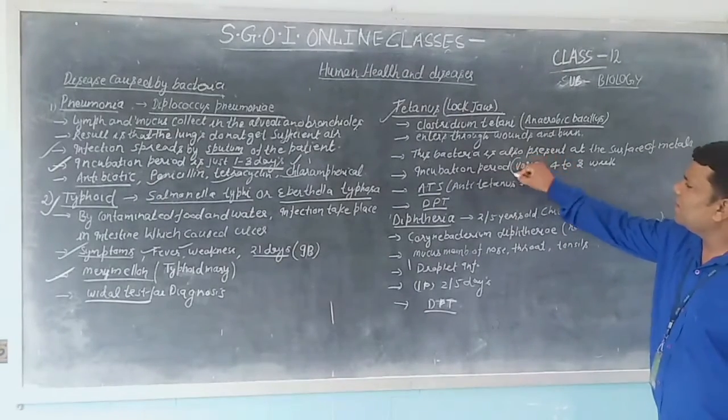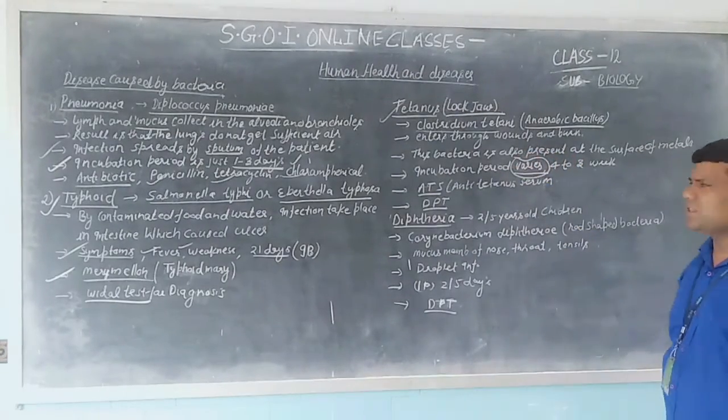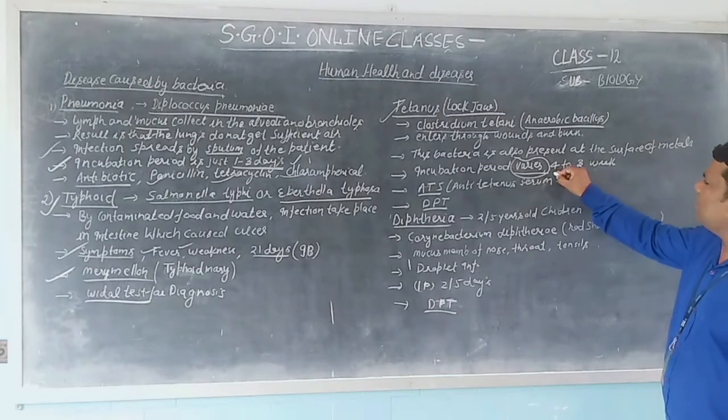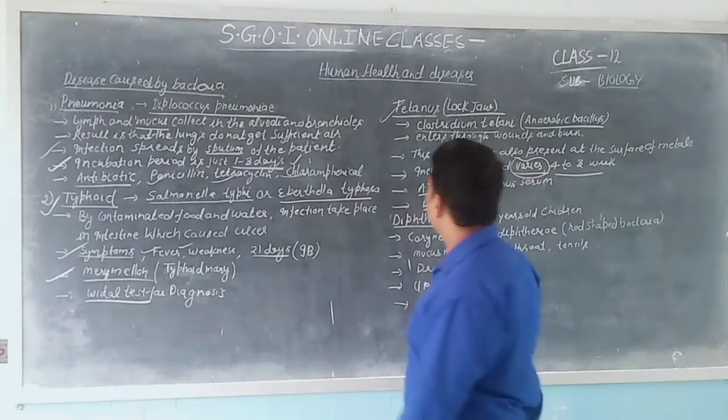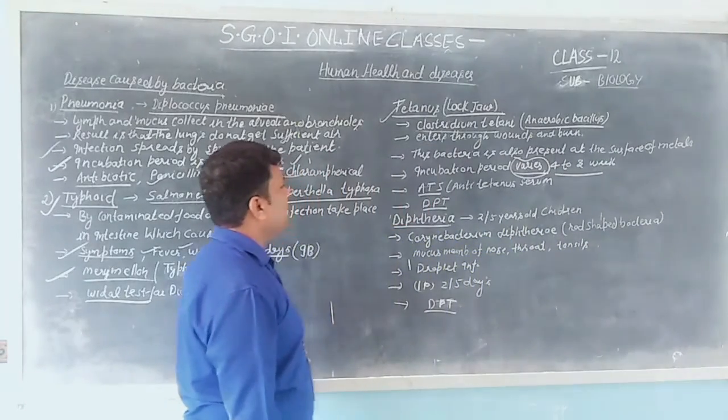The incubation period varies. It means that the incubation period is not stable. It is about 3 to 4 weeks. And what will happen here? What is given for the treatment of tetanus?